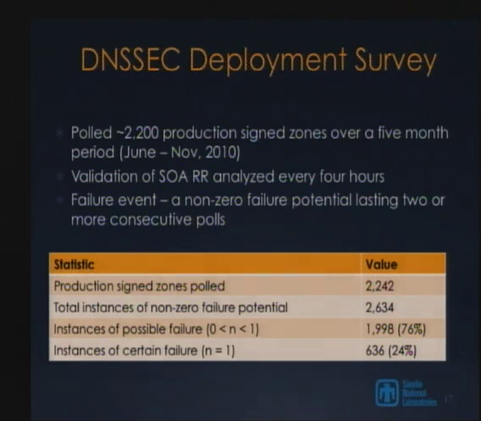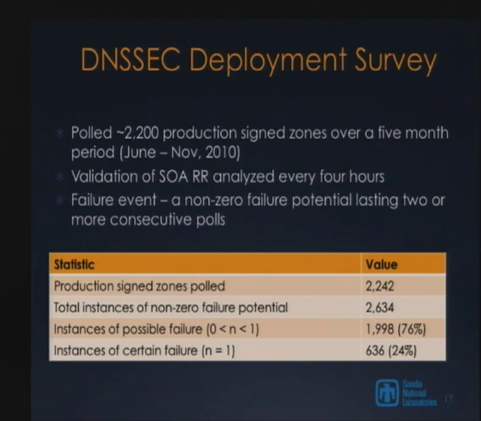So any of the events that you see here are ones that happened for more than a 4-hour period, which makes the results all the more interesting, I suppose. Okay, so what we found was total instances of non-zero failure potential. There were 2,634. Now 76% of these were actually instances of what I call possible failure, where you had some chance between 0 and 1, some fraction possibility.